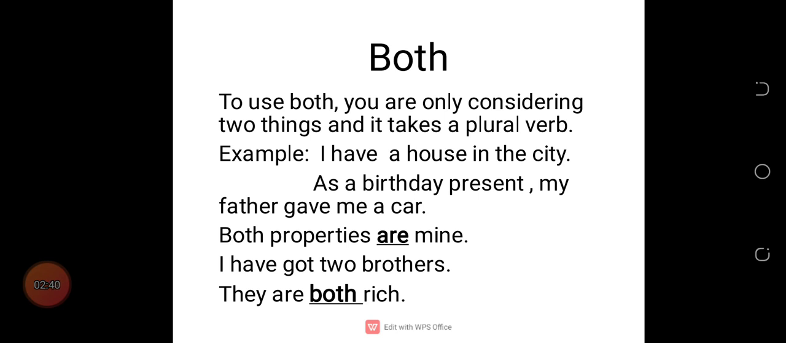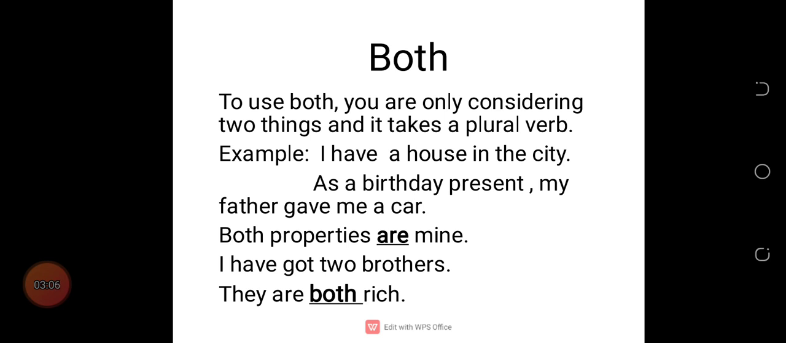All right. So let's look at the examples. I have a house in the city. As a birthday present, my father gave me a car. So this person now has two things. So let's look at how it has been used here. Both properties are mine. So we see the use of the verb are.